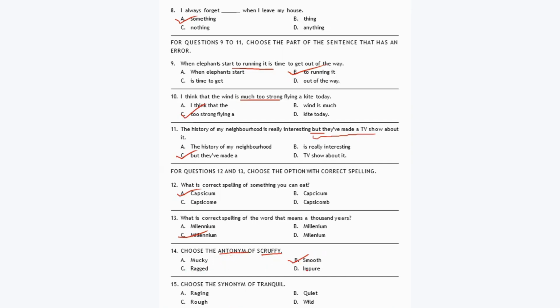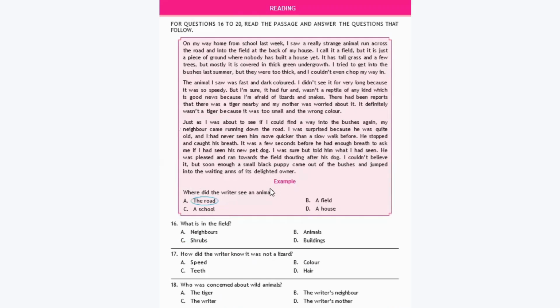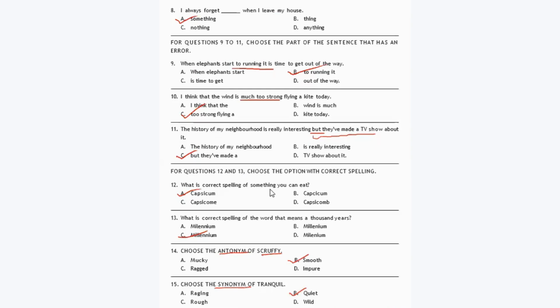Impure means something that is not pure. Now, choose the synonym of tranquil. The meaning of tranquil is calm and quiet. So here you have to find out the synonym, the word with the same meaning as tranquil. So it could be option B, quiet. Now, with this, we have completed the first section.